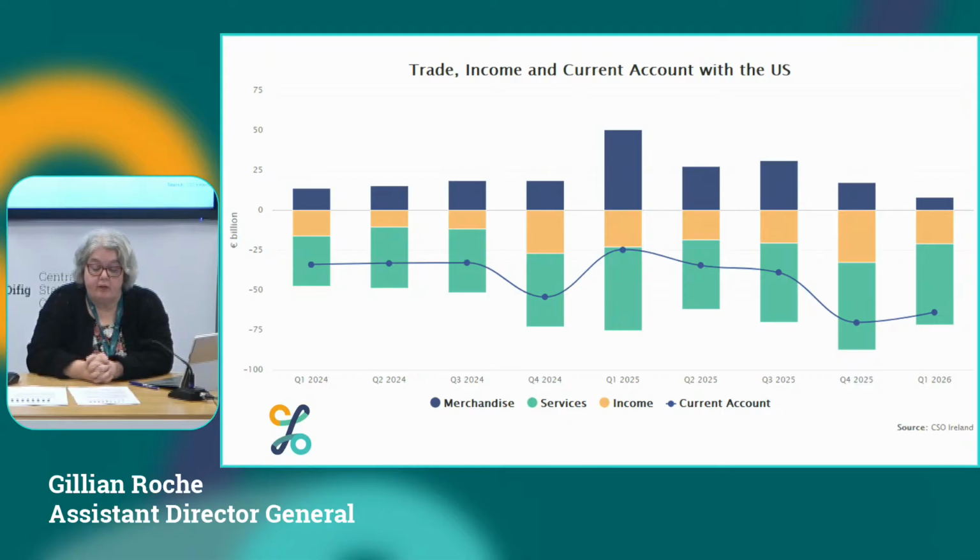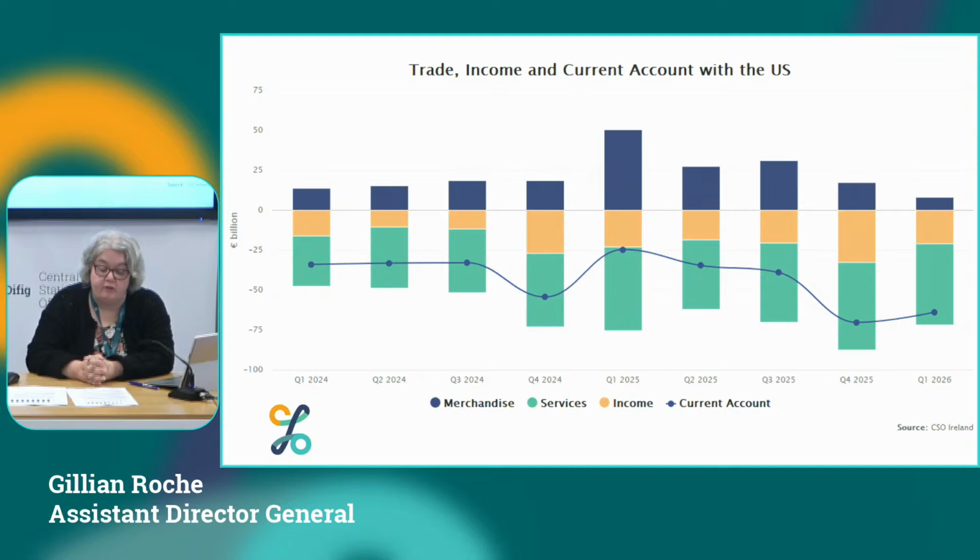So just to finish up, we'll have a quick look at the current account with the US, which covers those same categories of merchandise, services and income. So we can see that the deficit has grown by 39.2 billion compared to the last quarter, but is down by 6.4 billion compared to Q4 25. So that brings the current account deficit to the US currently to 64 billion euros.